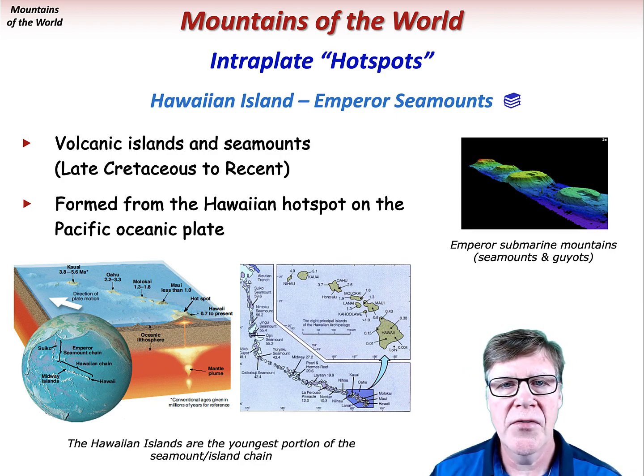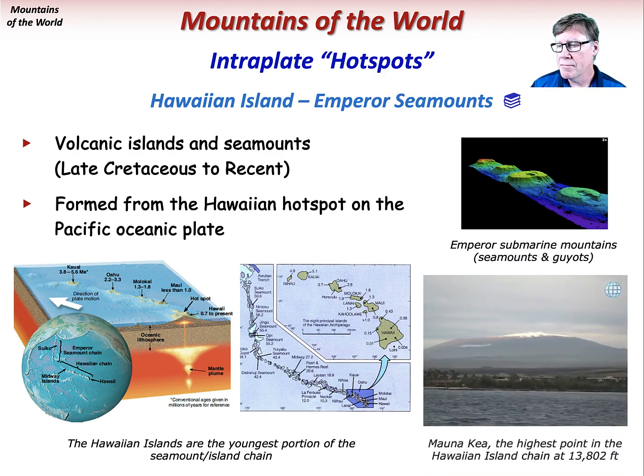Large shield volcanoes form most of these islands. Five shield volcanoes form the Big Island of Hawaii, including Mauna Kea, the highest point in the Hawaiian island chain at 13,802 feet above sea level. But Mauna Loa is the largest single mountain on Earth, rising about 30,000 feet from its base on the seafloor to its summit.